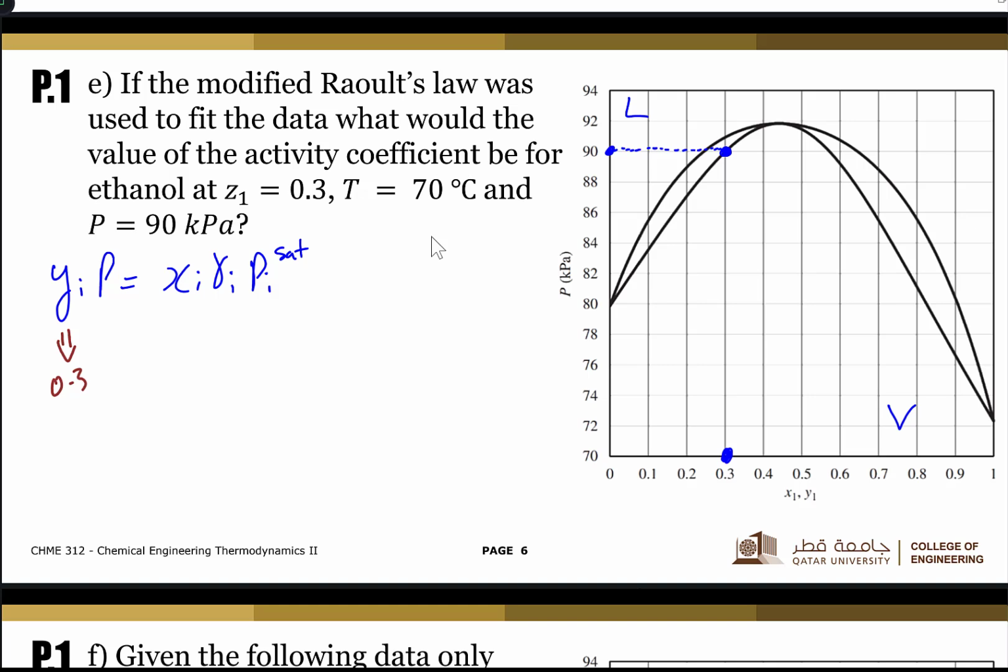So from this equation, now I know this is 0.3. First step. Pressure is given, I know this is 90, right? Kilopascals. What is Pi sat? It's 90 because it's on the line. Yes.